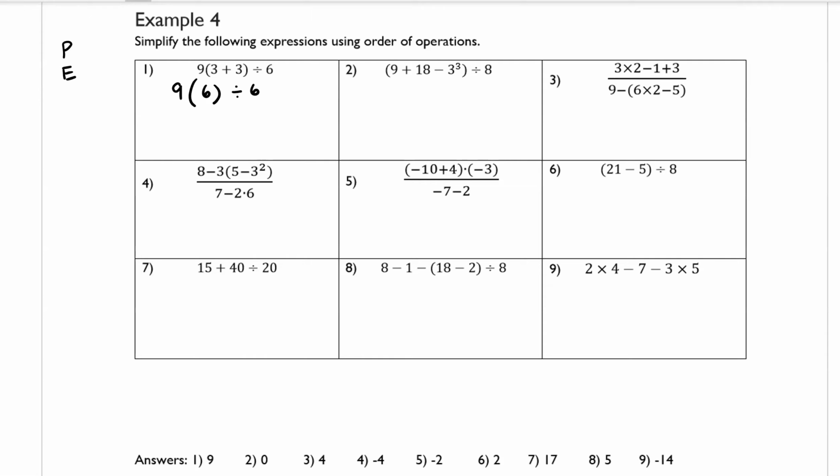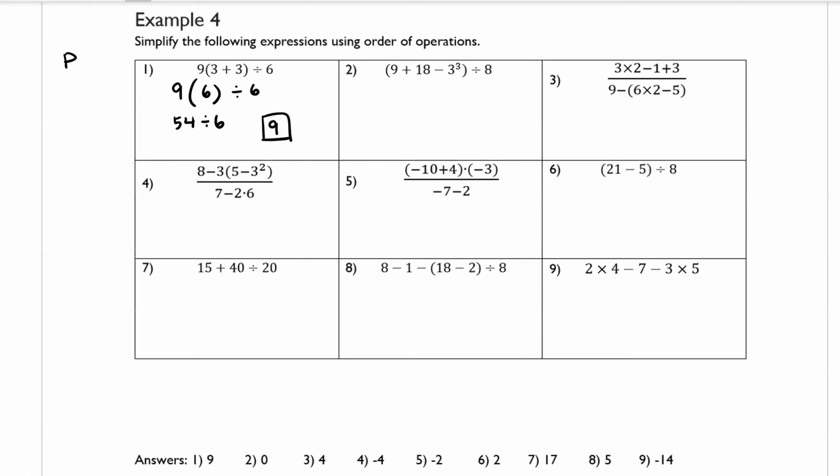And then are there any exponents? There are not, so I can move on to multiplication and division. So notice here that there are both multiplication and division happening, so they rank equally. And so I'm just going to read from left to right, and the multiplication is happening first. So 9 times 6 is 54, and then I would do the last operation, and 54 divided by 6 gives us 9.